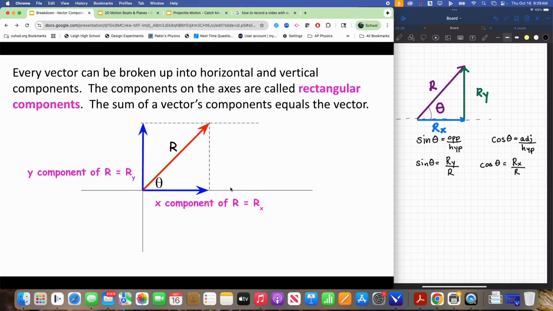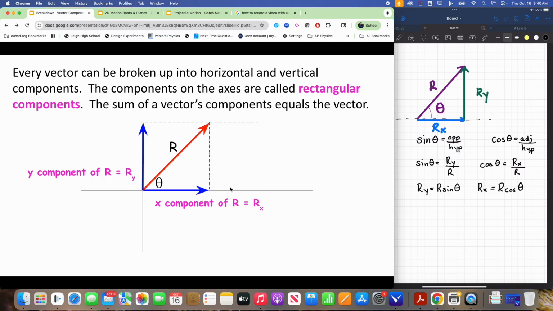So if I wanted to solve those equations for each Rx and Ry, I'm just going to do a little algebra. So Ry is equal to R times the sine of the angle, and Rx is equal to R times the cosine of the angle. Now, I can always use these two formulas whenever my angle is measured from a horizontal axis, or the x-axis, whether it's plus x or minus x.